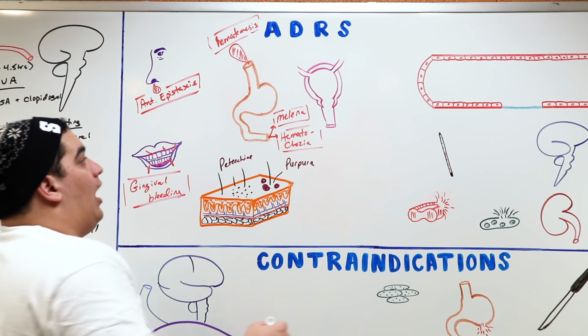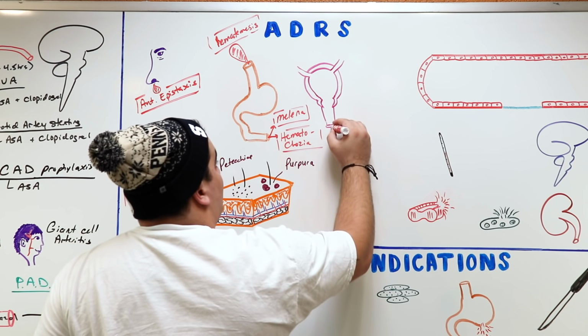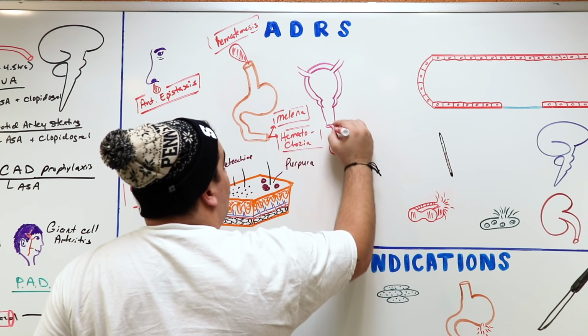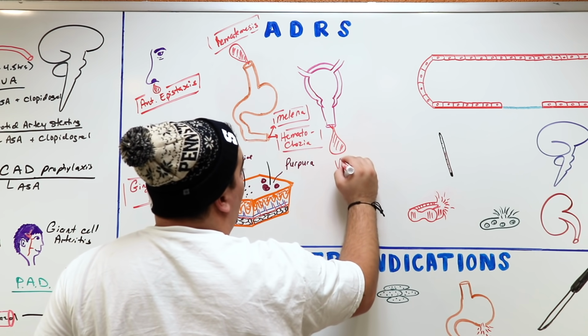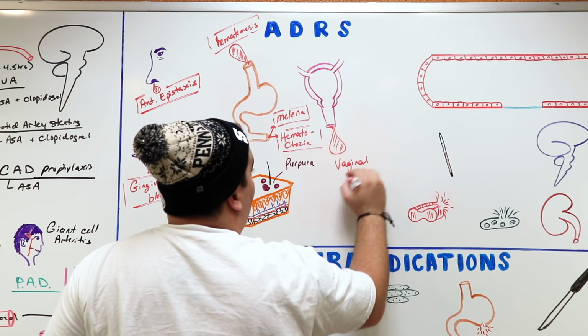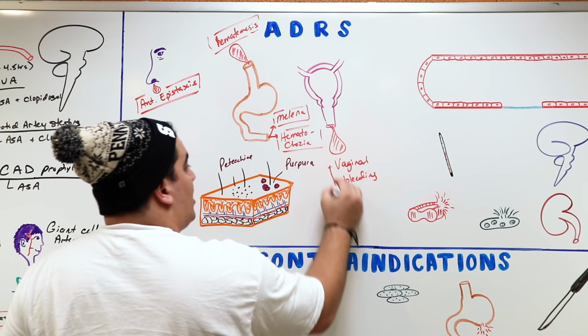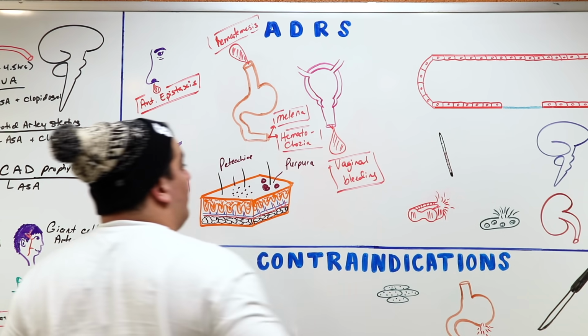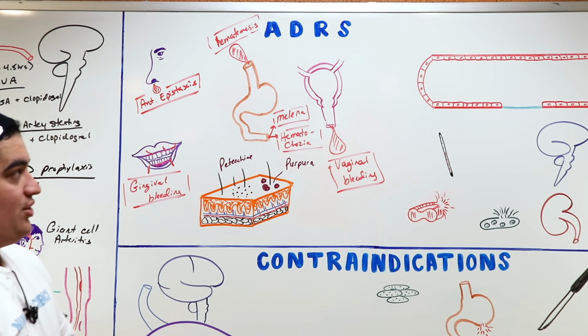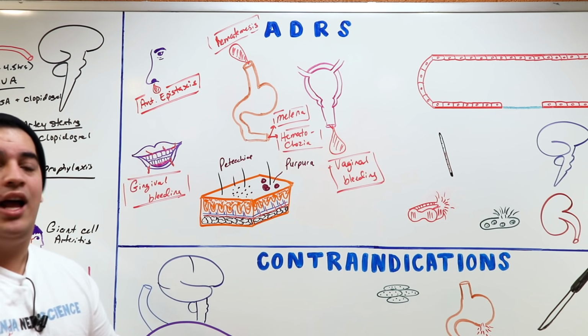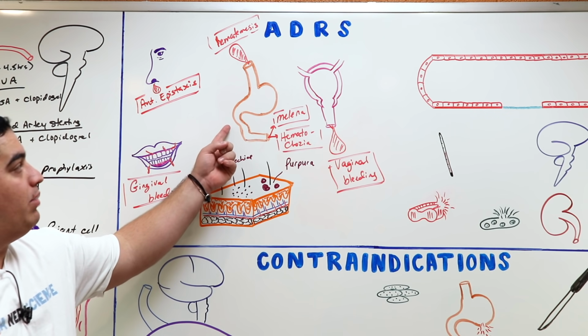Okay? Another thing is that sometimes there could be excessive vaginal bleeding or uterine bleeding. So we want to watch out for any type of abnormal vaginal or uterine bleeding. So these are some of the things that we want to be aware of when patients are on these medications. Look for any signs of bleeding. Sometimes you might not have any blood that's visible.